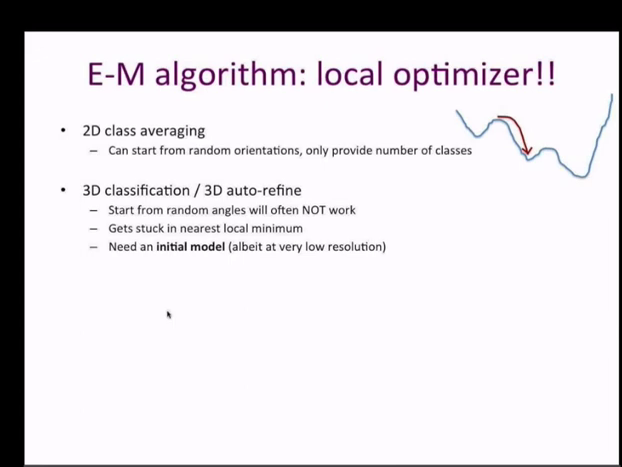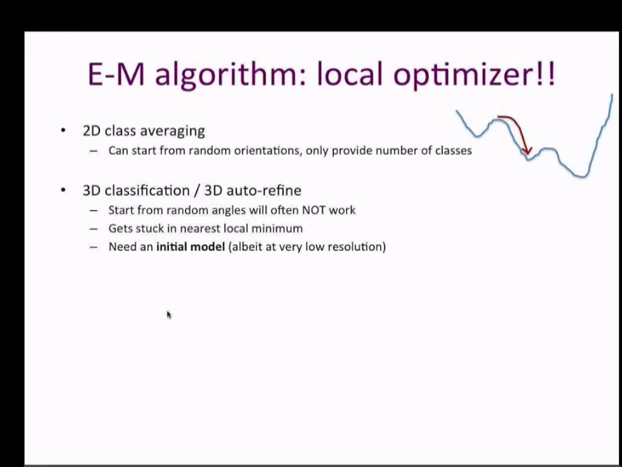Okay. One important thing to realize is that the expectation maximization algorithm is a local optimizer. So, as I said, for 2D class averaging, you can start from random orientations and just provide the number of classes. But for 3D refinements or classifications, that will often not work. If you start from all your particles in random orientations, then your initial model will look basically like a blob or a ball, and refinement in Relion will then likely get stuck in its nearest local minimum, which is very often not useful.